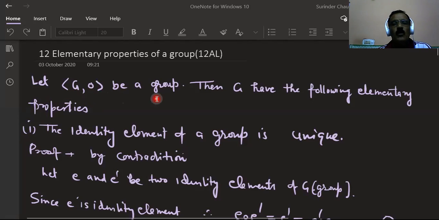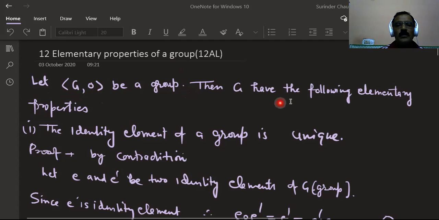A group means all four axioms hold true: closure, associative, existence of identity element and inverse element exist in G. This is the binary composition. The concept of binary composition is clear to you till date. Now we'll discuss the elementary properties of group.